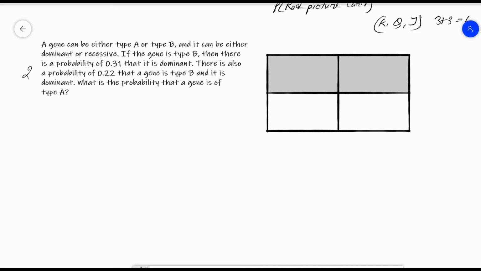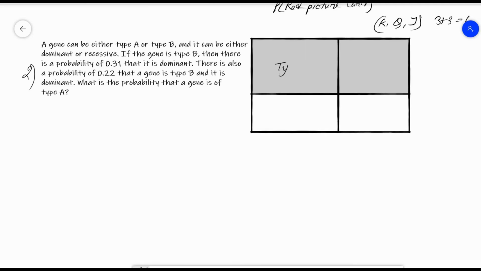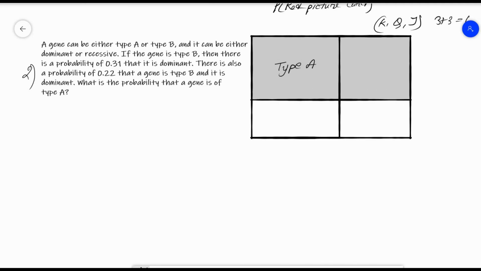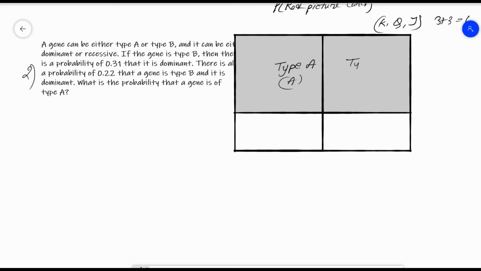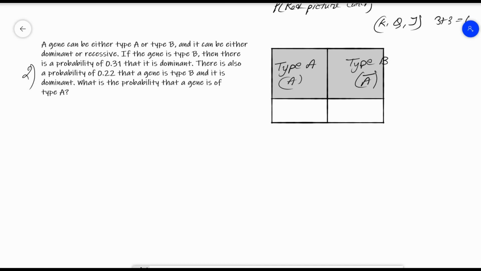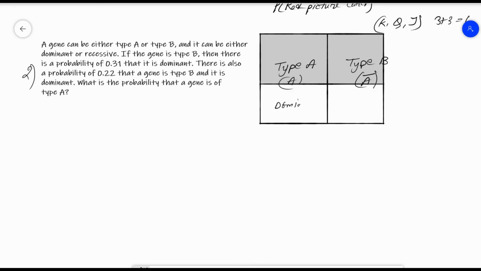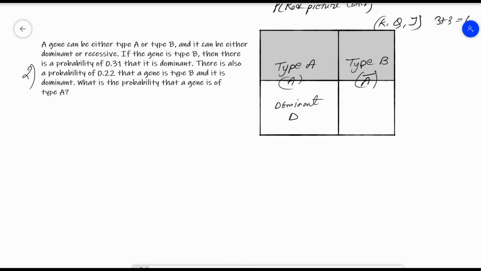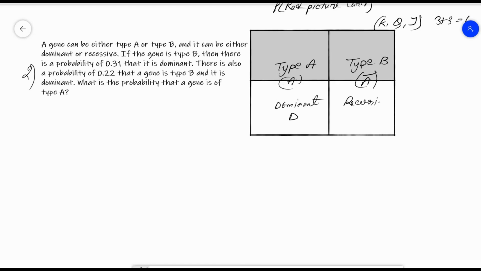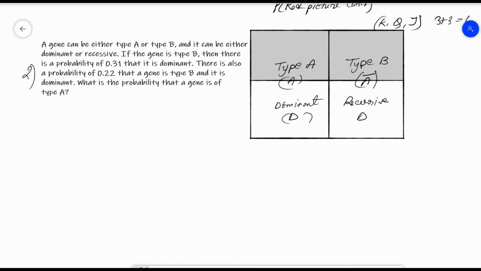Now we can see in our second problem that a gene can be either type A or type B. So it can be type A, we'll denote it as A, and it can be type B, we'll denote it as not A. And then we again have that it can be either dominant or recessive. So it can be dominant, we will denote it with D, and it can be recessive, we will denote it as not dominant because that is the only option left.